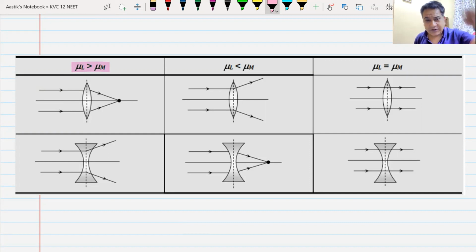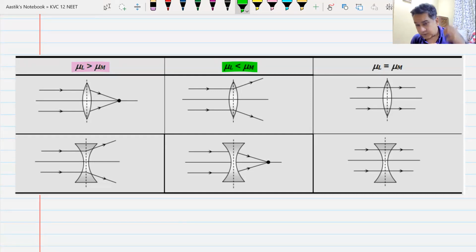But if you dip it in a medium whose refractive index is more than the refractive index of the lens, then the opposite thing will happen. A lens which is convex in air will become concave if I dip it in a medium which has more refractive index compared to the lens. Do we understand this?